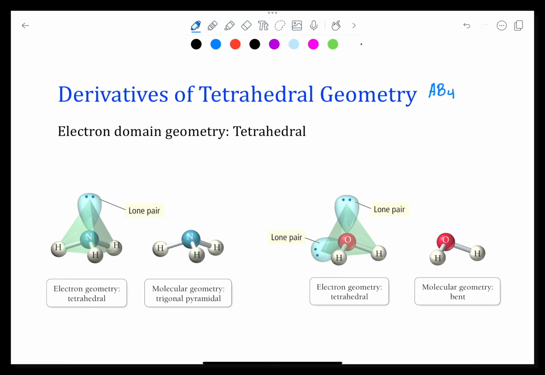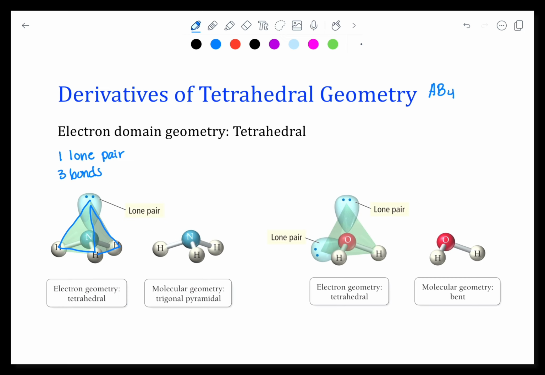Okay, so our electron domain geometry for all of these is still going to be tetrahedral, but now we're going to add lone pairs. So when I add 1 lone pair, this is going to be one lone pair, 3 bonds. We can see that we're still forming that tetrahedral shape. You can see that by the little green triangle here. Okay, we're still forming that tetrahedral shape when one of those bonds is replaced with a lone pair.